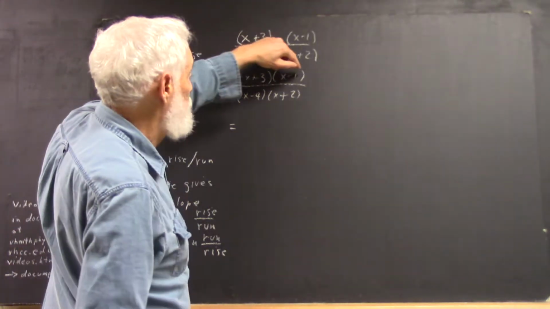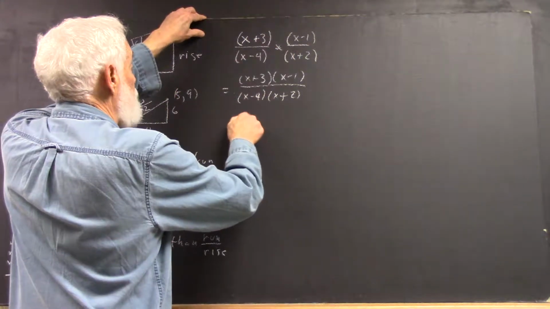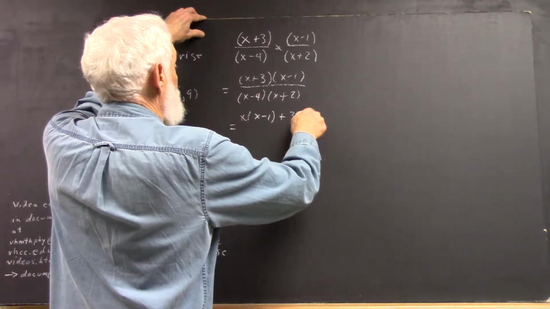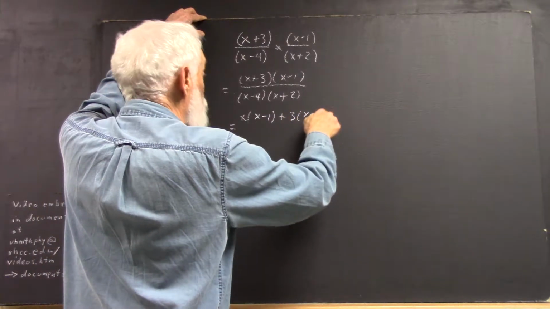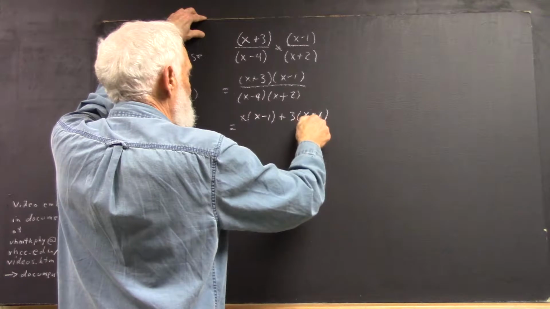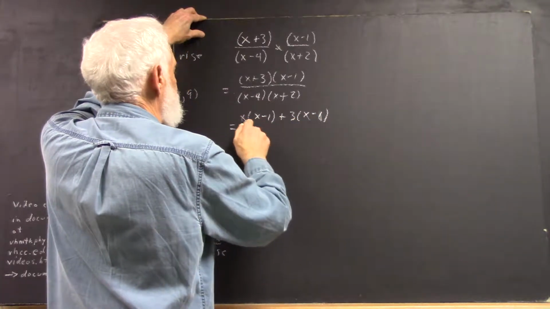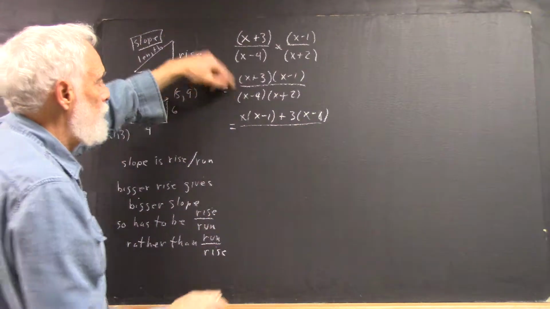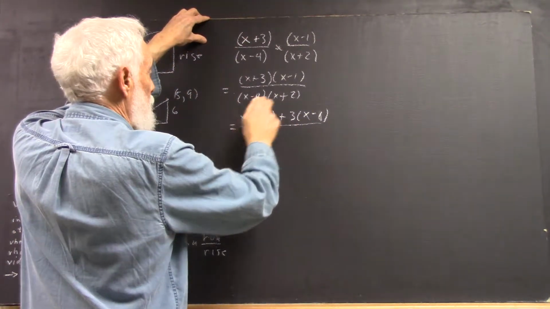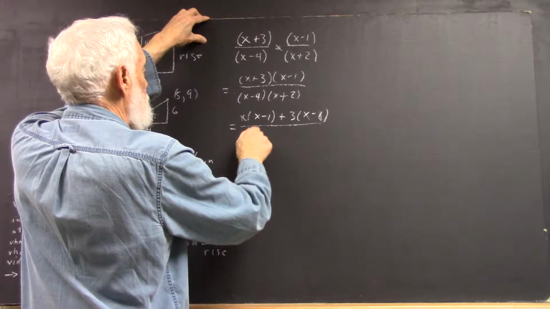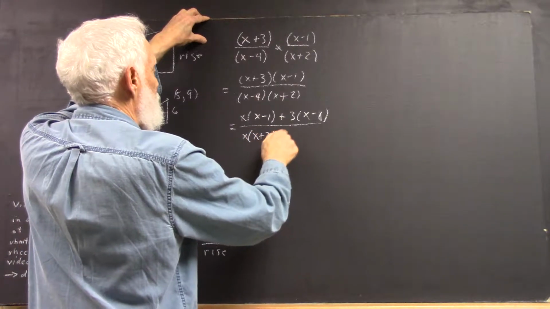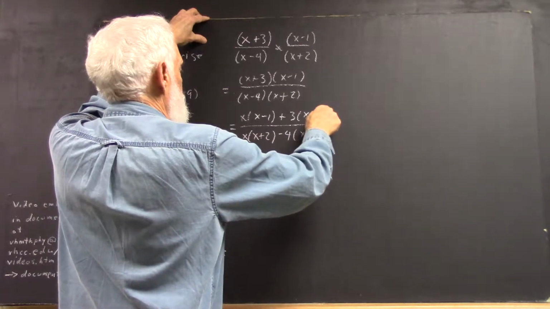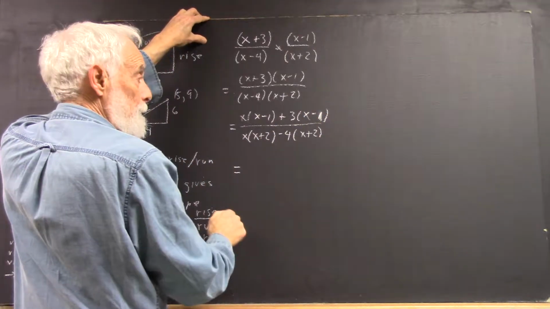So x plus 3 times x minus 1 means x times x minus 1 plus 3 times x minus 1. Okay. And then divided by the denominator, x times x plus 2 minus 4 times x plus 2. And that's equal to what?